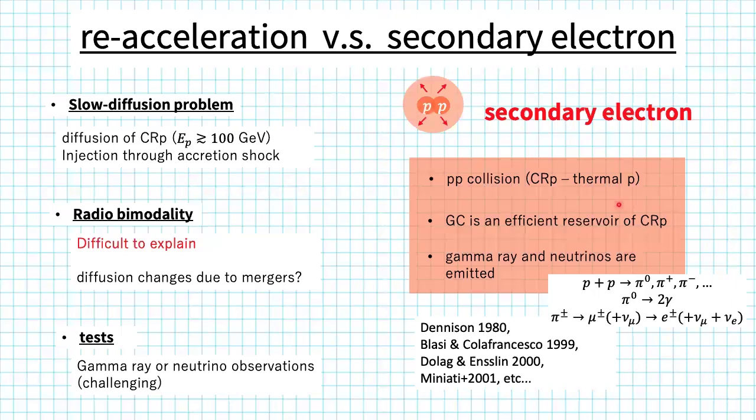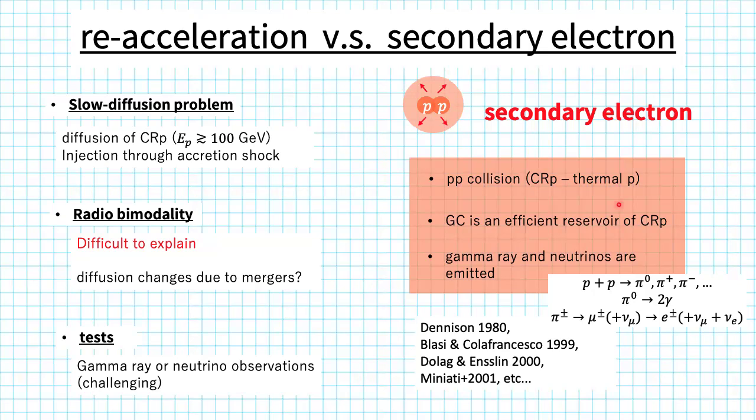On the other hand, the secondary electron model, which assumes cosmic protons inside the galaxy clusters, possibly solves the slow diffusion problem, because cosmic protons have much higher energy than cosmic electrons, so they can propagate much faster. So if you inject cosmic protons in the very central region of galaxy clusters, you can make a big radio emission using the pp equation. But it's a little bit difficult to explain the bimodality or correlation to mergers, because maybe the injection mechanism is not directly connected to the merger of galaxy clusters.